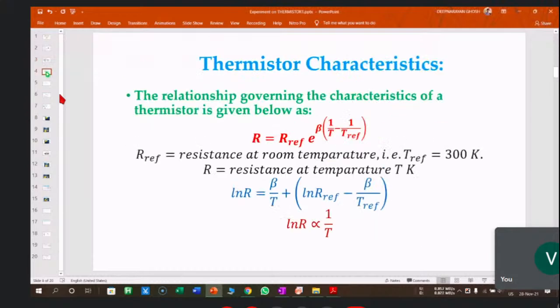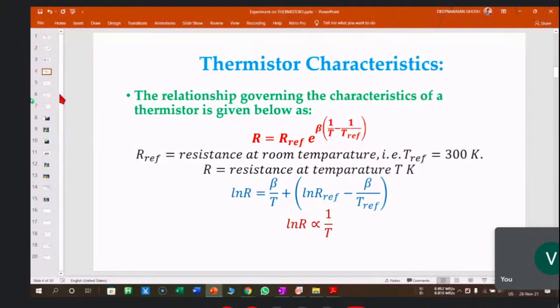Next are the thermistor characteristics. Its governing equation is R equals R reference times e to the power beta into (1 by T minus 1 by T reference). T reference I can take as normal room temperature, and R reference is the resistance at room temperature, and R is the resistance at temperature T Kelvin.